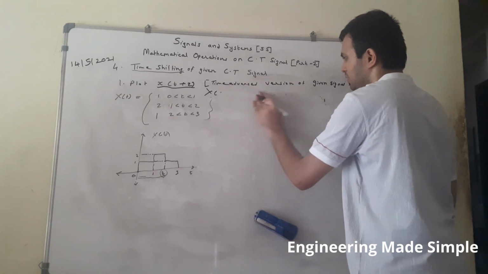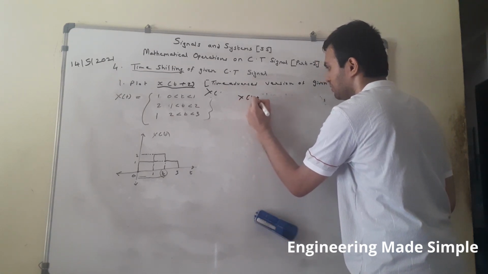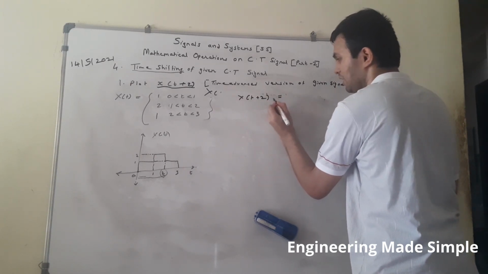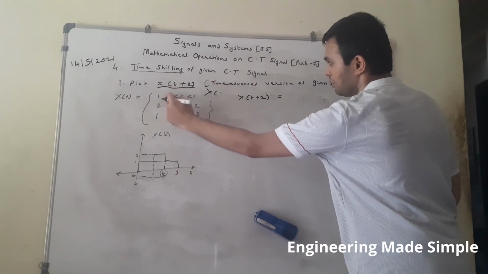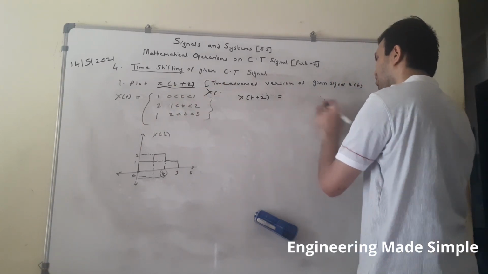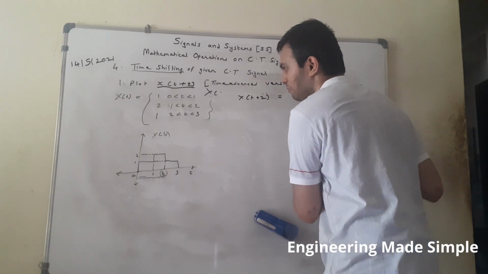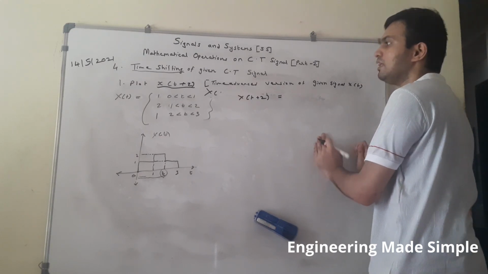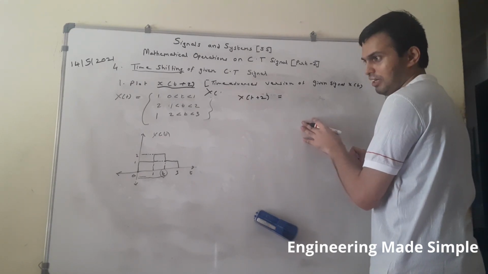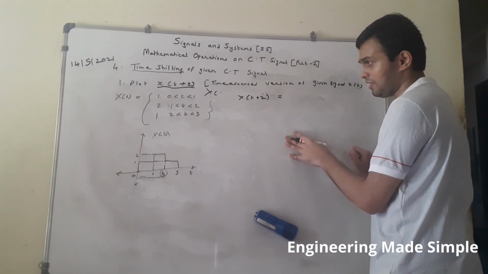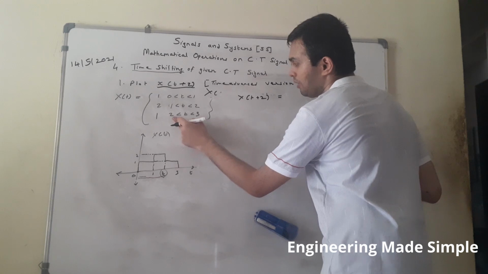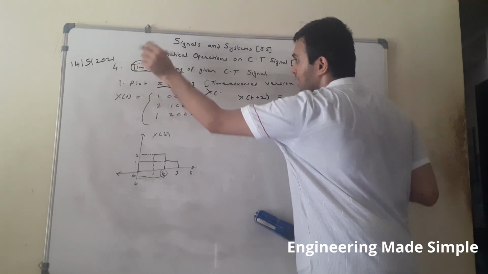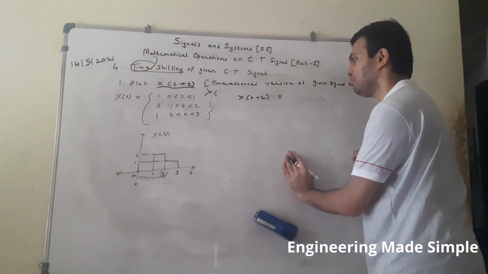Now this is our time advanced version, that is x of t plus 2. So now in this x of t plus 2 we will start putting values. The amplitude values will remain unchanged. So this time shifting operation doesn't have any change in the amplitude value of the signal. Remember, when you are doing time shifting or time scaling, the amplitude values of the signal don't change. Only your independent variable time changes, because it is specifically mentioned that the mathematical operation is performed on the independent variable time. So the amplitude values will remain the same.